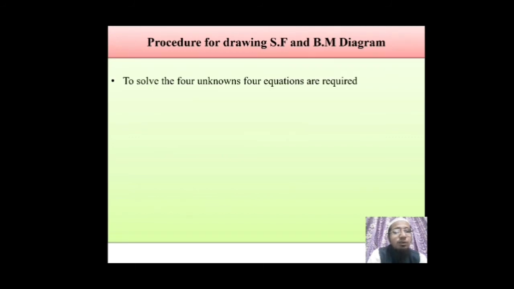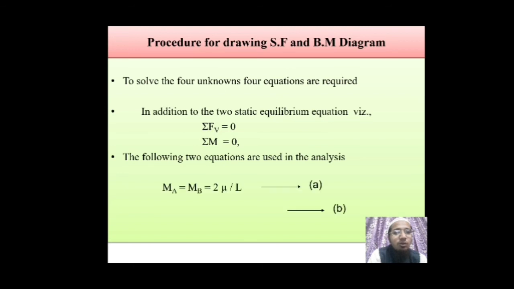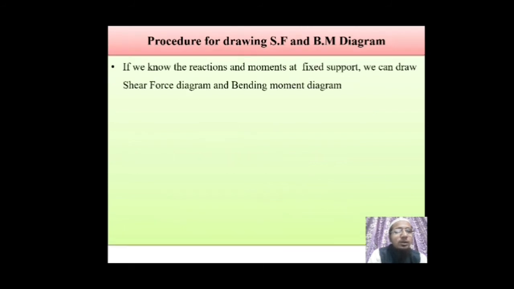Now, to solve these 4 unknowns, 4 equations are required. So, in addition to the 2 static equilibrium equations, that is summation of V equals 0 and summation of M equals 0, we have got 2 more equations: MA plus MB equals twice of mu by L, and the second equation MA plus twice of MB equals 6 mu into x bar divided by L square. So, by using this we can find the fixed end moments.